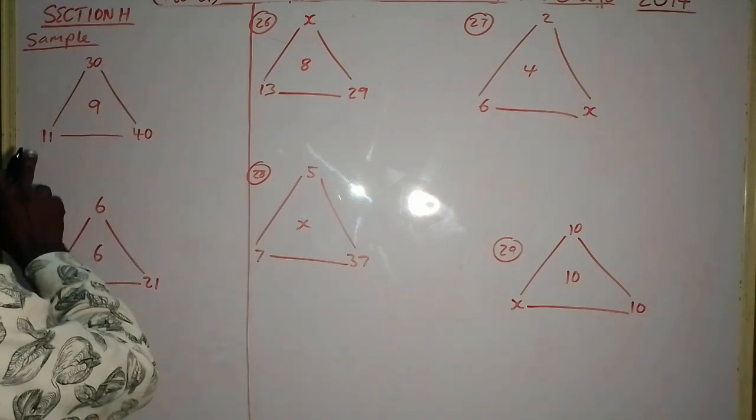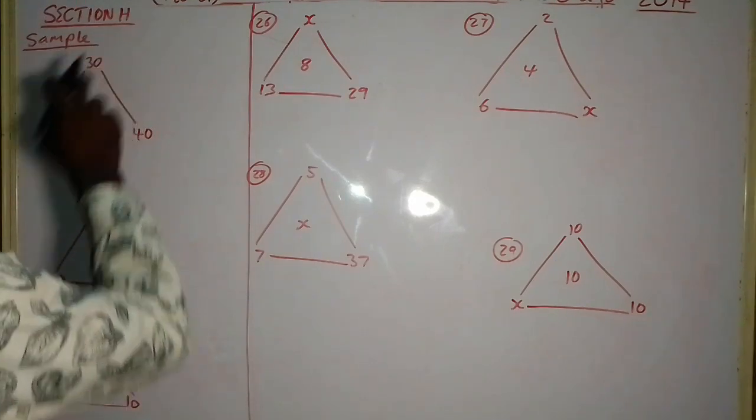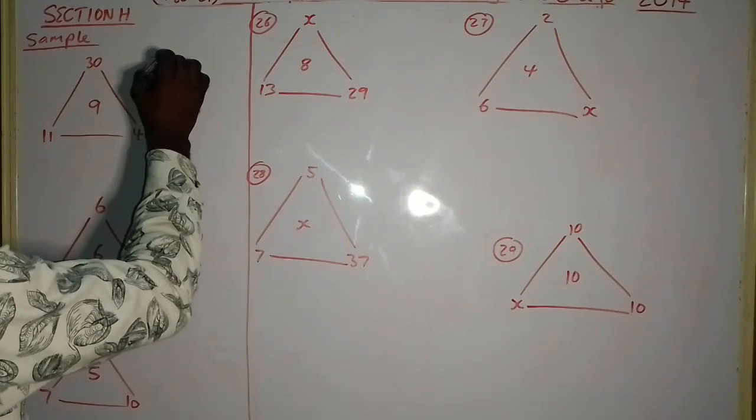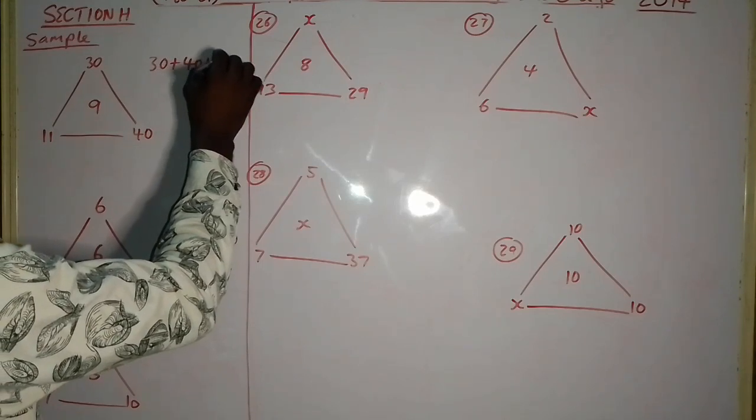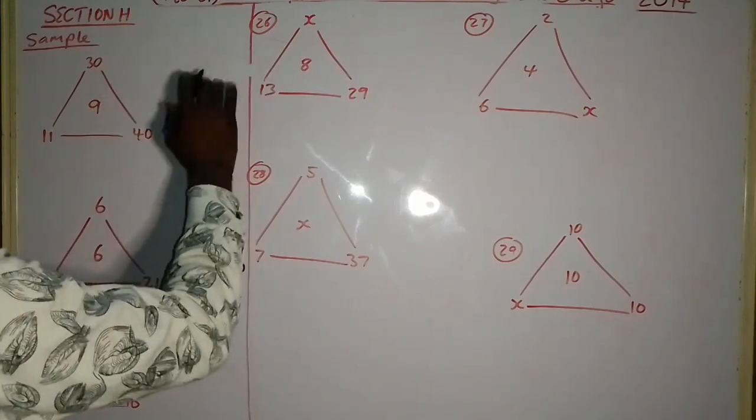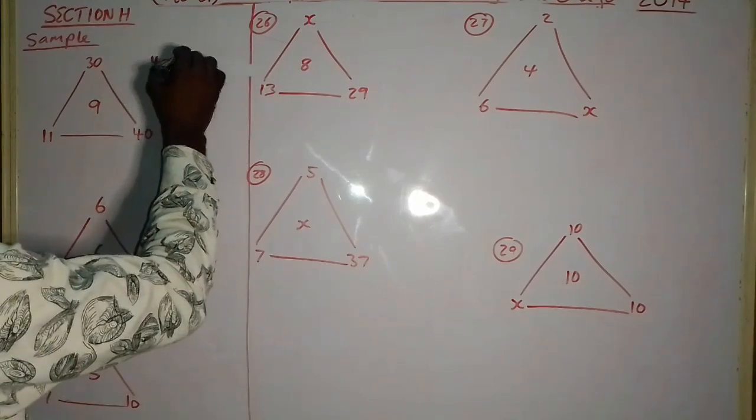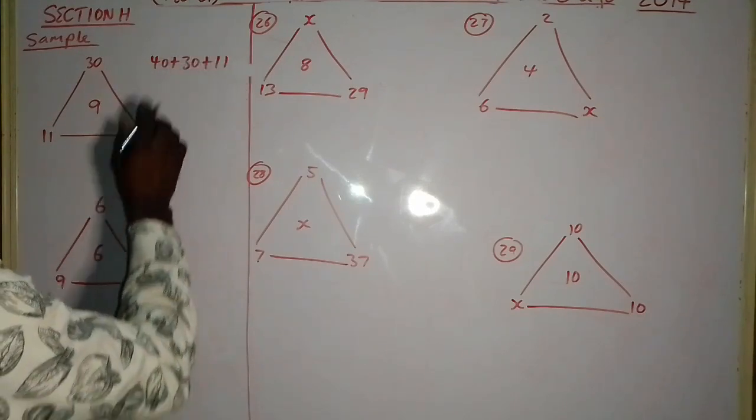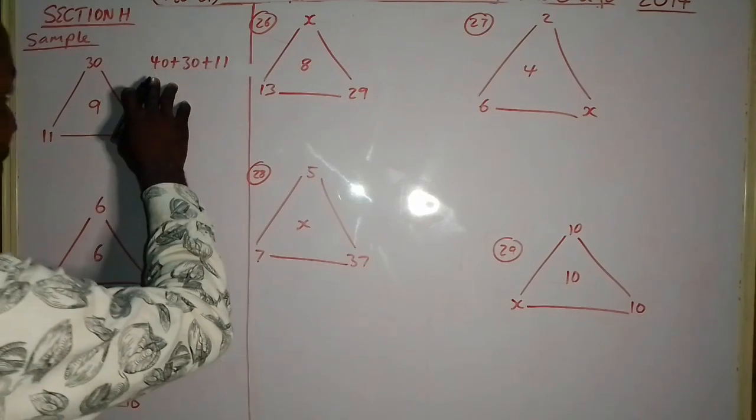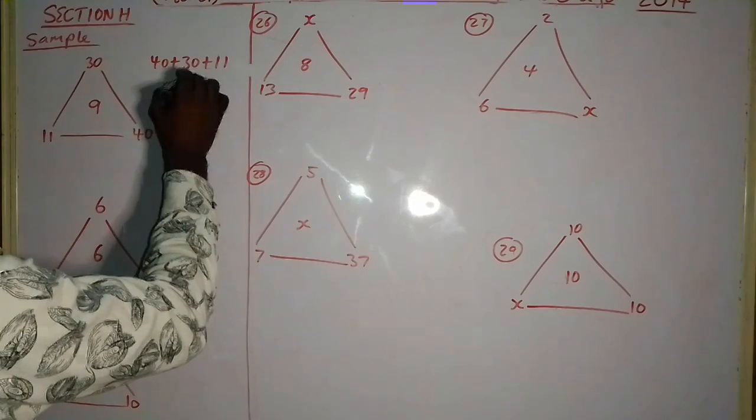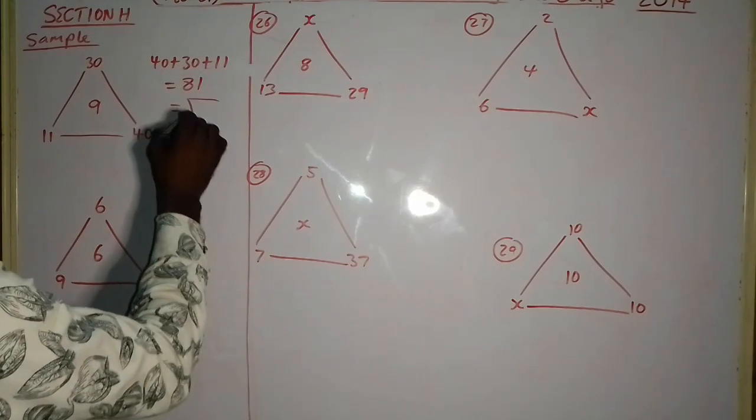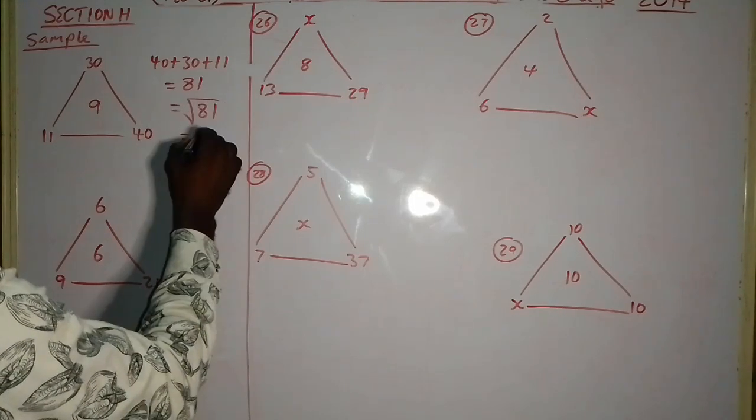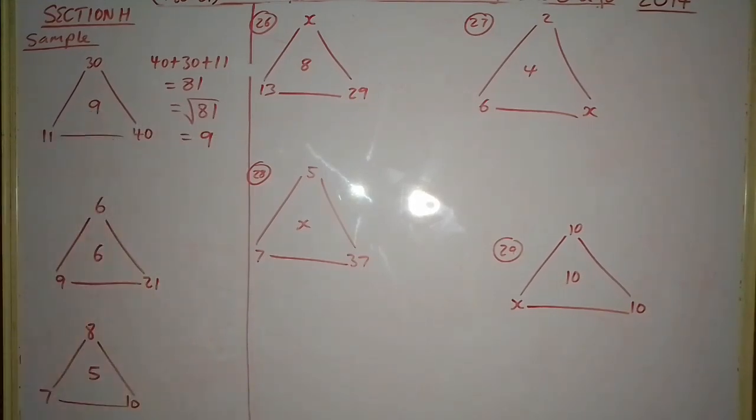To find the missing number, either 11, 49 or 30, you say 30 plus 40 plus 11. Or better still, 40 plus 30 plus 11. 30 plus 40 is 70, plus 11 will give us 81. Now, what is the square root of 81? The square root of 81 is 9. That's how we got the 9 here.